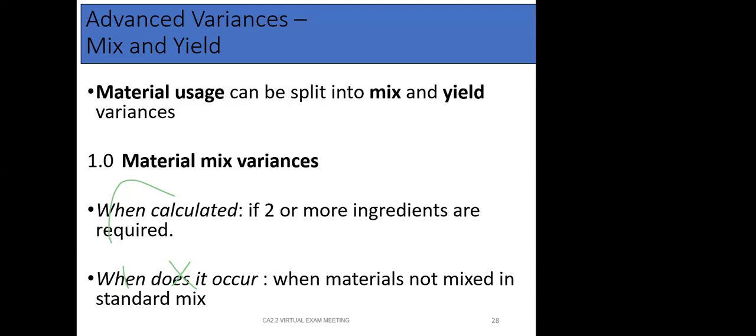Maybe 2 eggs, 2 teaspoons of sugar, and so on. So if you change, for example, and just include 1 egg, then the mix is going to change, and probably the cake is not going to taste that nice. So the mix variance occurs when materials are not mixed in the standard proportion or standard mix.